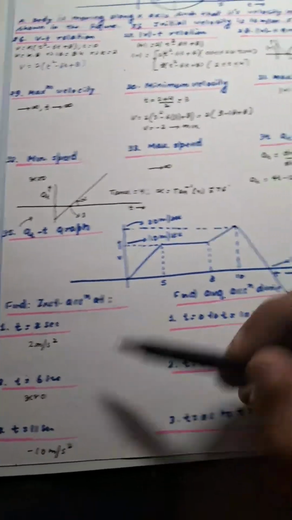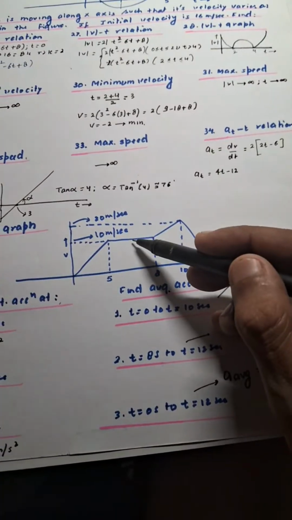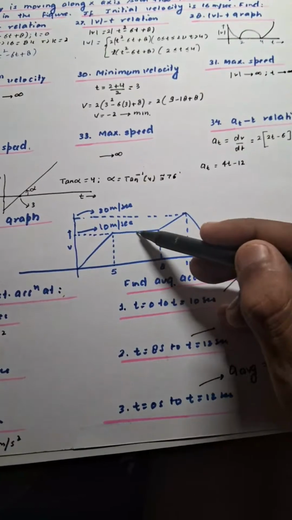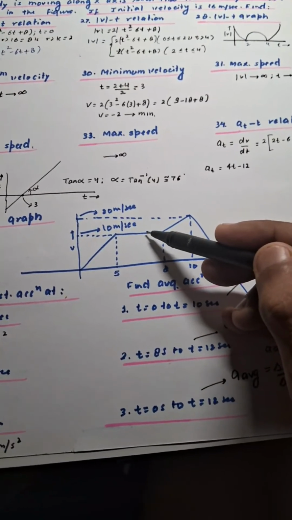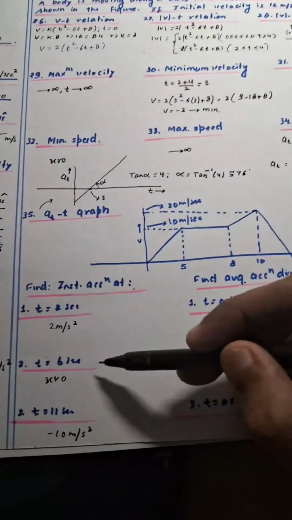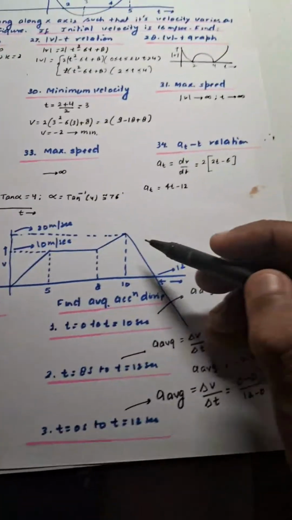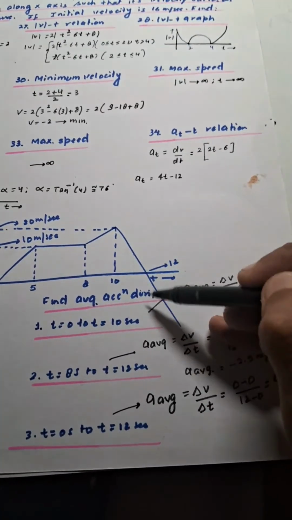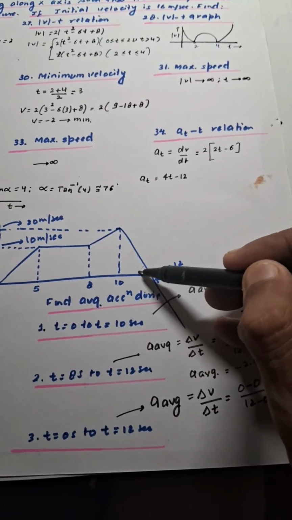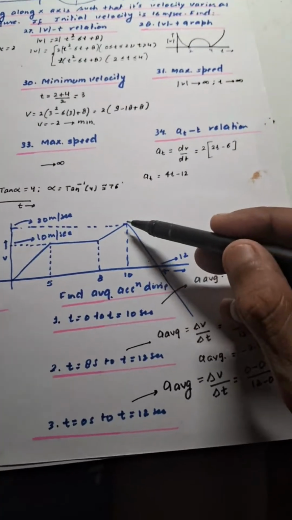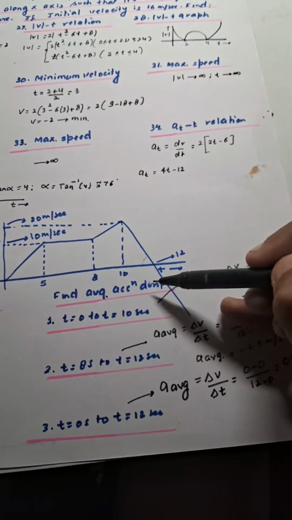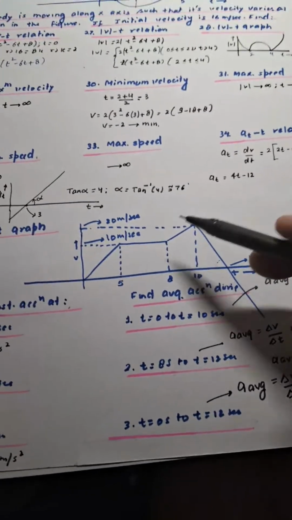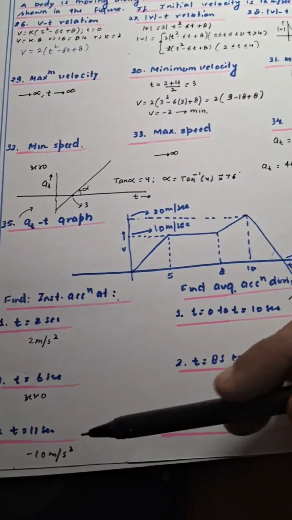Then at t is equal to 6, so 6 will be here somewhere, and you see that at this point, the tangent is parallel to the time axis, so slope will be 0, and hence acceleration will be 0. Now at t is equal to 11, 11 will be on this side, so this slope will be negative. So what we do is take tan of the smaller angle and make that negative. Now tan of this angle will be 20 by 2, so that will be 10. So hence acceleration will be minus 10 over here.